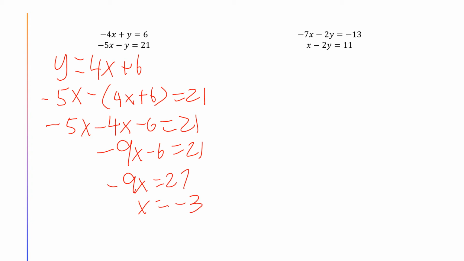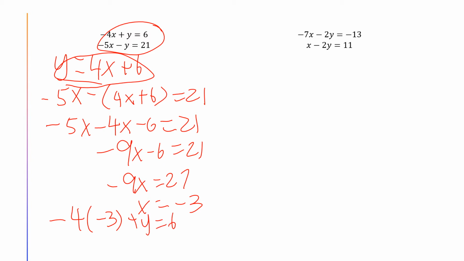Then we can substitute into either this equation or the two equations on top. I'm going to substitute into the first equation. So that gives us negative 4 times negative 3 plus y equals 6. 12 plus y equals 6, and y equals negative 6. So that gives us the common solution at the point (negative 3, negative 6).